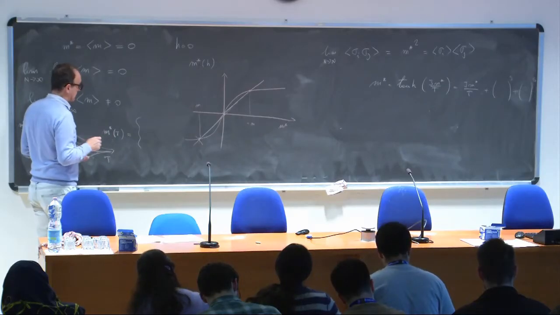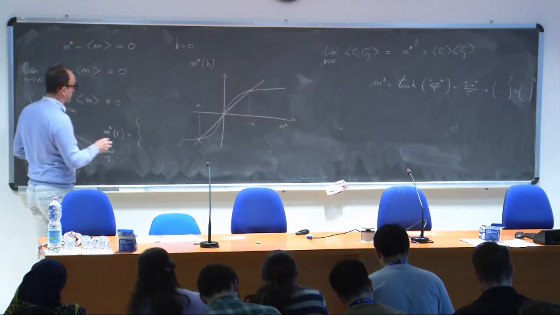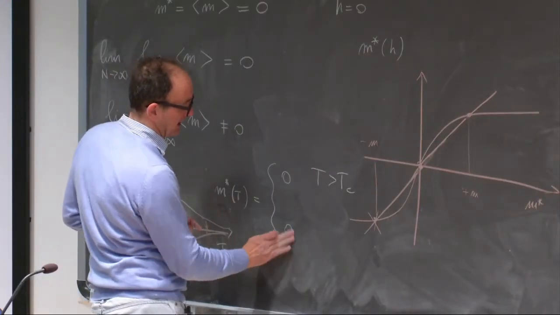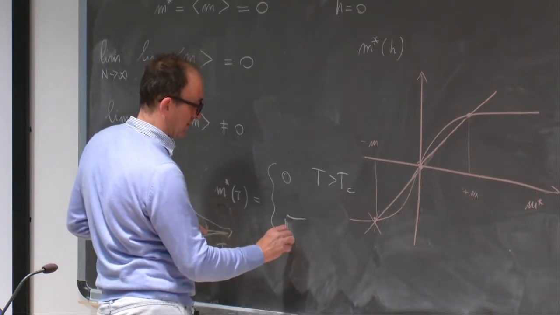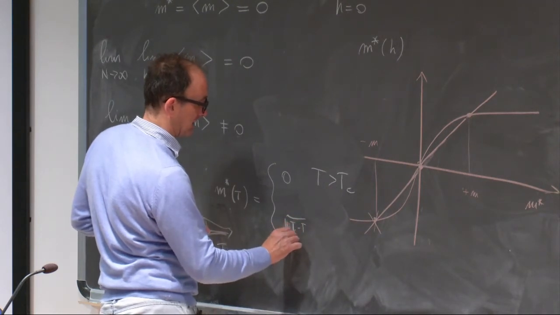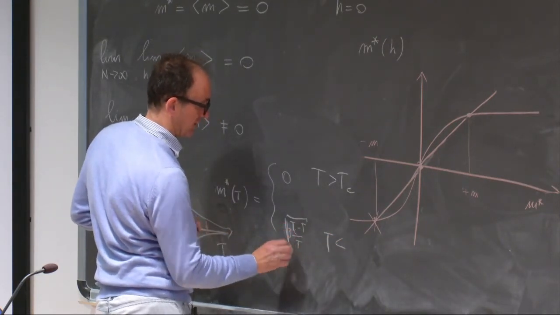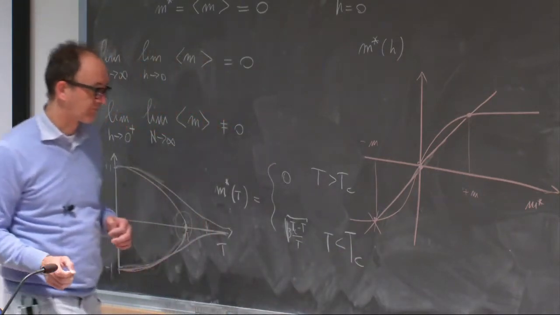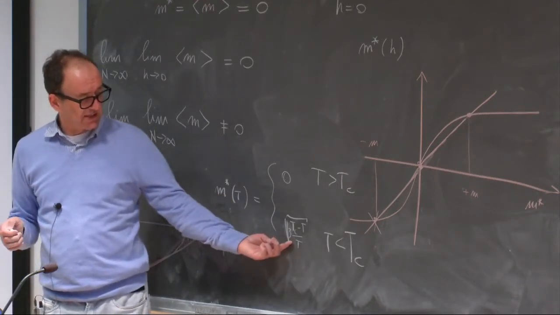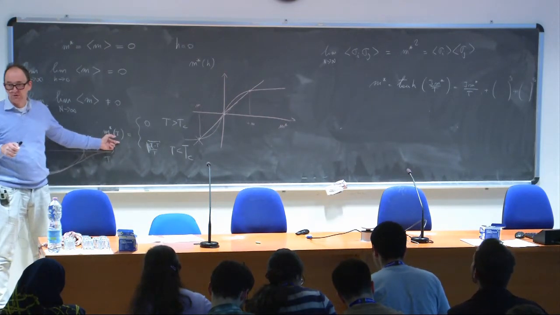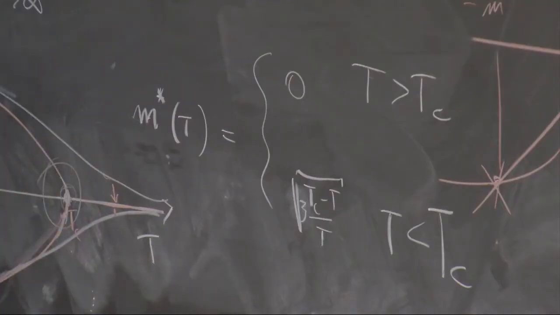What you will check is that if you are at t larger than tc, the magnetization is equal to zero. If you are at t less than tc, then it is equal to the square root of 3 (tc minus t) divided by t. Which means that the magnetization has a square root singularity. It goes to zero as a square root. You see this function here is not differentiable at tc, so the derivative goes to infinity, which means that there is a singularity.